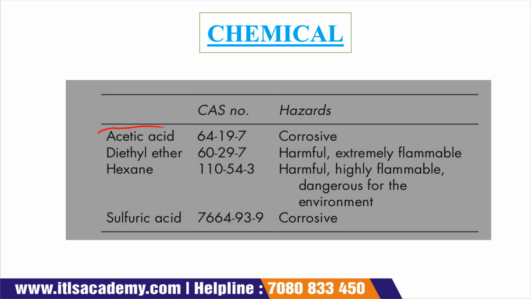First, we use acetic acid, CAS number 64-19-7, and the hazard related to this chemical is what? They are corrosive in nature.